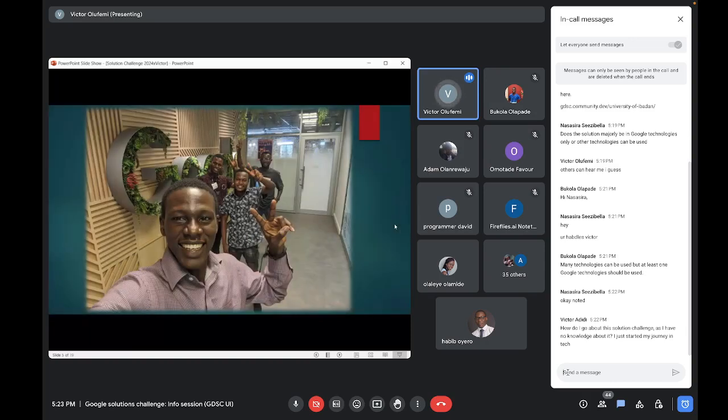So this is my team. This is us in the Google Lagos office. This is myself at the front holding the camera for the selfie. Let me switch on my camera in case you want to see my face. And we have Festus, Lekon, and Limitless as well. So this is my team for the Solution Challenge.